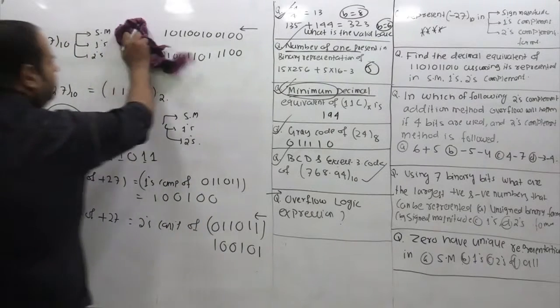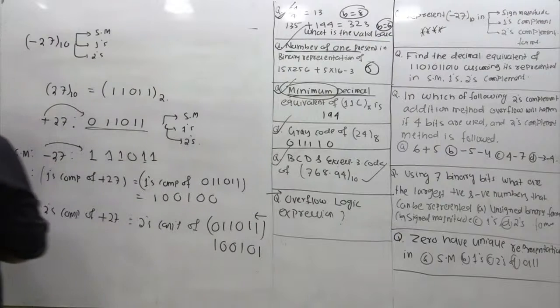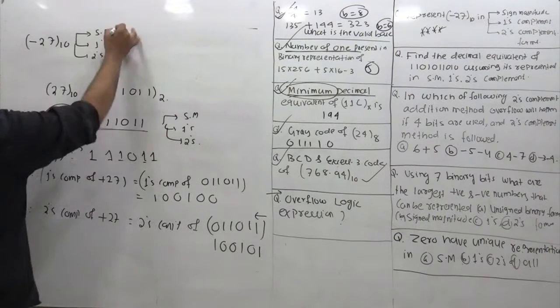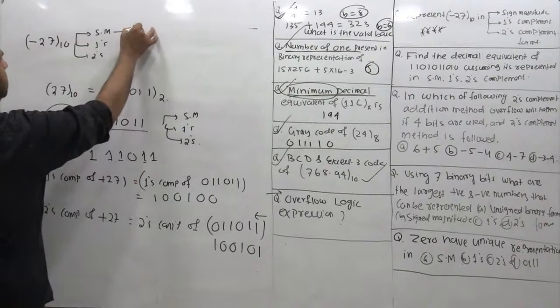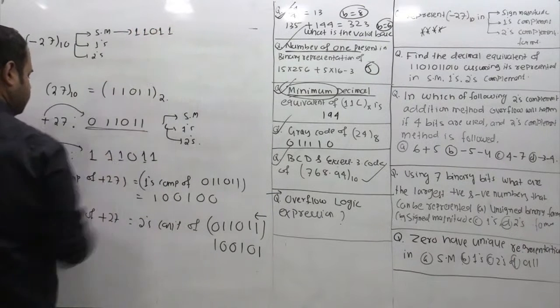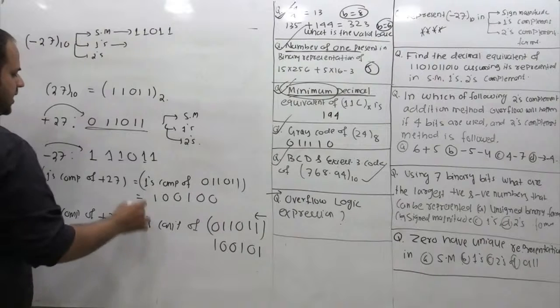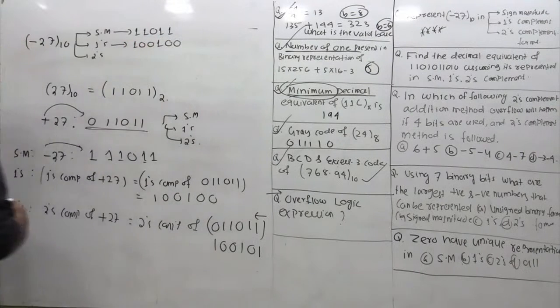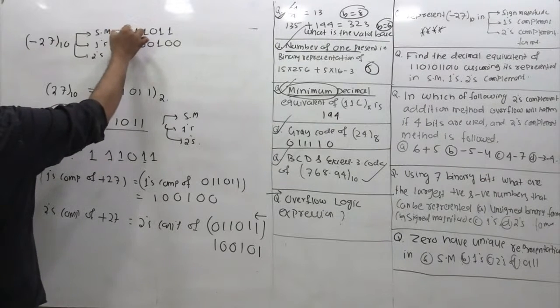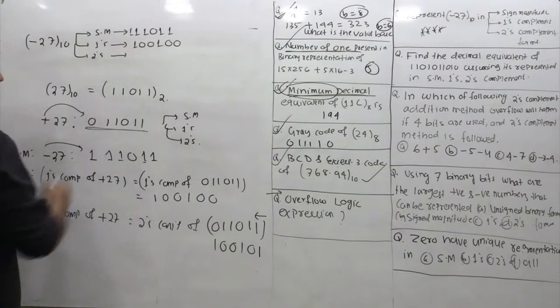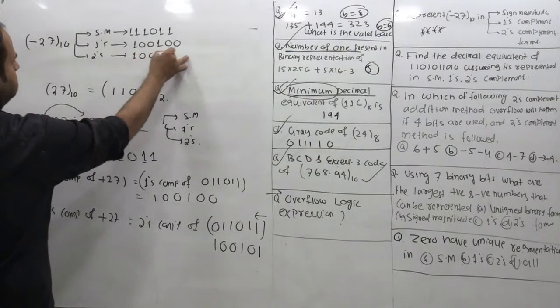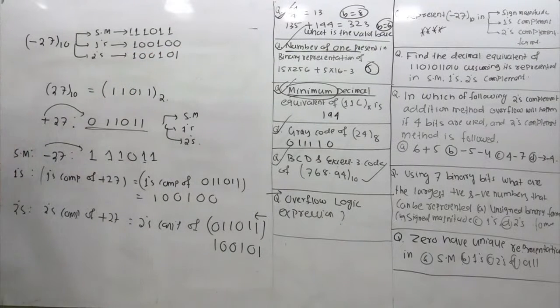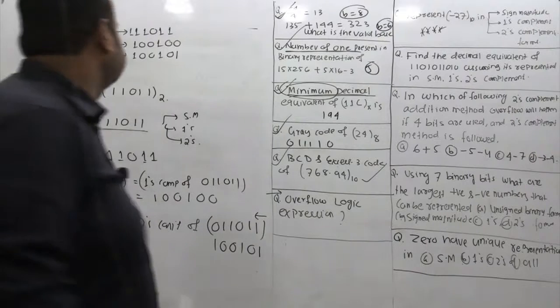So the final answer: minus 27 in sign magnitude form is how much? This is the answer, 1 1 1 0 1 1. The 1's complement answer is 1 0 0 1 0 0. And the 2's complement answer is 1 0 0 1 0 1. So these are the corresponding answers.